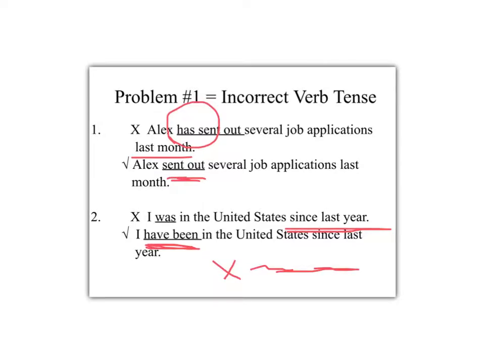So to avoid this common problem of using the incorrect verb tense, you want to always make sure that the verb tense you use fits the time you want to express. So even if you're using time words like yesterday, today, or tomorrow, your verb tense still needs to show the time as well.